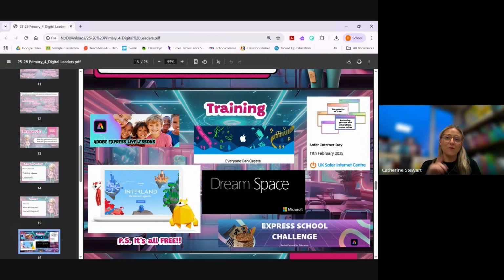The other things that we've got on there: obviously Adobe bits and pieces that you can do, and Everyone Can Create with Apple. You've also got Dreamspace with W5. You can do trips out to Dreamspace, but they also have programs that you can sign up to and do with your digital leaders if you have a look on the W5 website. And then the last one is the Google version, Be Internet Legends, which again has a very structured program that you can follow. So if you're looking for something to do with your digital leaders that doesn't take planning on top of your teaching and learning planning, those are great places to start.